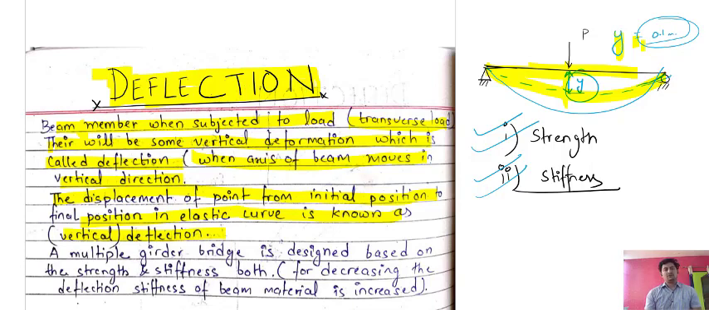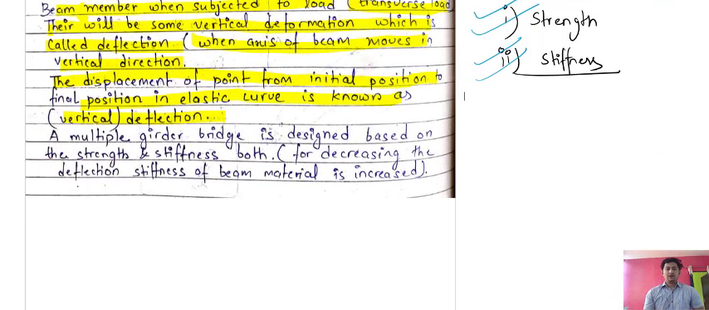So when we are talking about deflection, I hope you are getting the point that deflection is a vertical displacement. And now the term comes: the multiple girder bridge is designed based on both the strength and stiffness criteria. I have told you this part, that when we are designing any structure, we have to see that it is obeying the strength criteria and also the stiffness criteria. So this is why we are seeing both the criteria.